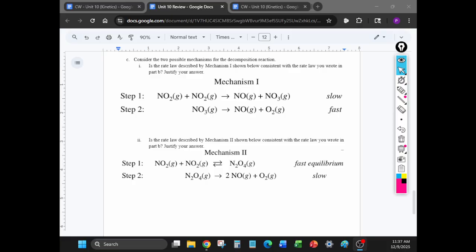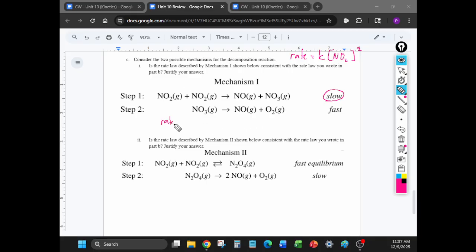If we take a look at part C, there are 2 parts to part C. Basically, they give you different mechanisms, and they ask, is this consistent with the rate law you wrote in part B? So, just a reminder that the rate law that we wrote was the rate is equal to k, and then the concentration of NO2 squared, because it's second order. So if we take a look at part 1 here, you get the mechanism. It's multi-step, and it tells you that this is the slow step. So we're going to look at the rate law for the slow step.